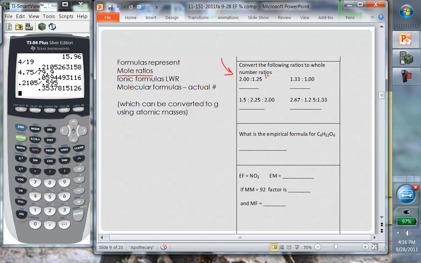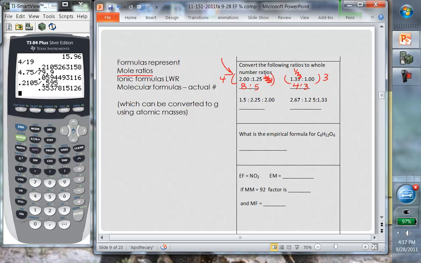The 0.25 represents a quarter, so in order to get rid of that denominator, I want to multiply both of these by 4. 4 times 2 is 8. 4 times 1.25 is 5. So this becomes an 8 to 5 ratio. For the 1.33 to 1, 1.33 is 1/3, so I need to multiply both of these by 3. This ends up being a 4 to 3 ratio.